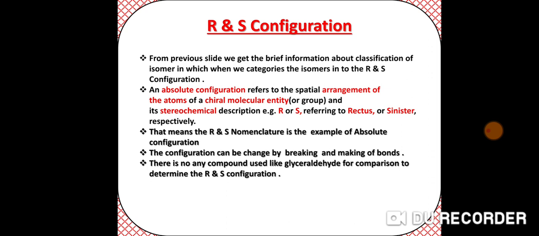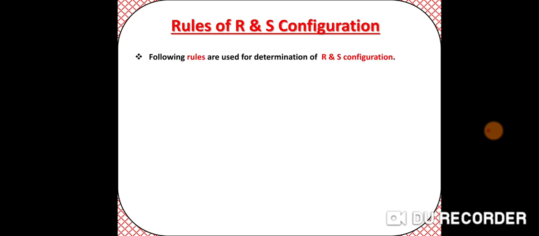When we categorize these isomers into the RS configuration, an absolute configuration refers to the spatial arrangement of the atoms of a chiral molecular entity or group and its stereochemical description. For example, R or S referring to rectus or sinister respectively. That means the RS nomenclature is an example of absolute configuration. The configuration can be changed by breaking and making of bonds. There is no compound like glyceraldehyde used for comparison to determine the RS configuration. The rules for the RS configuration are as follows.